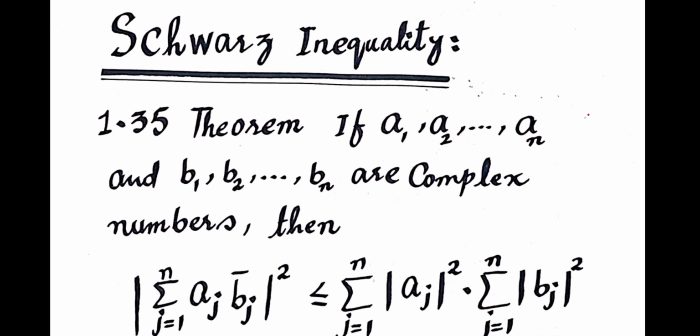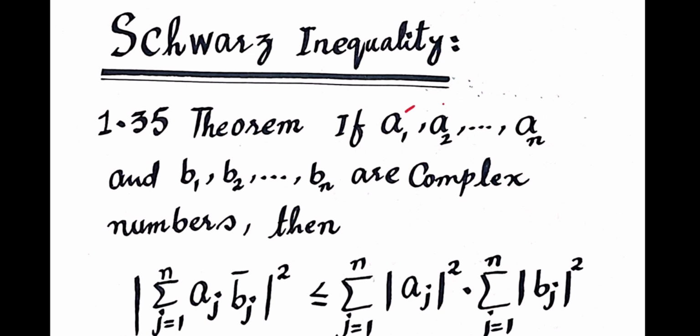In today's short lecture, we will state and prove a very important inequality, that is Schwarz inequality, and sometimes also called Cauchy Schwarz inequality. Here we are going to prove this inequality for complex numbers, although this inequality also holds for real numbers, and this is actually Theorem 1.35 in Walter Rudin's textbook.